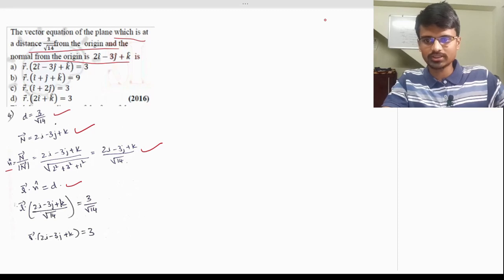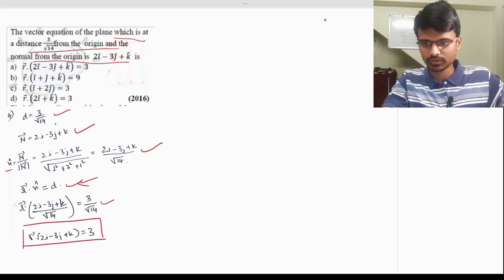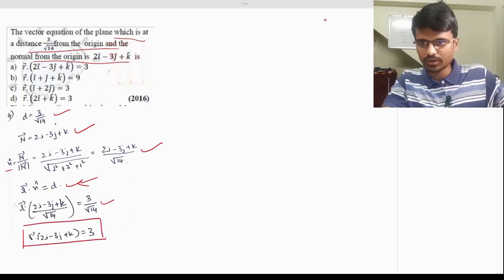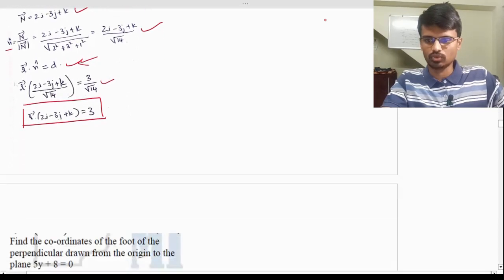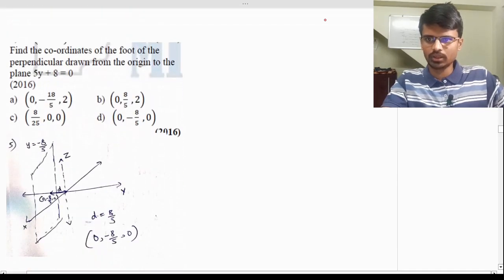So all I have to do is substitute in this formula. So what do I get? On simplifying, I get this, right? So my correct answer is option A. Yeah, option A is fitting, right? So this can be easily solved in a minute. Let's move on to our next question.